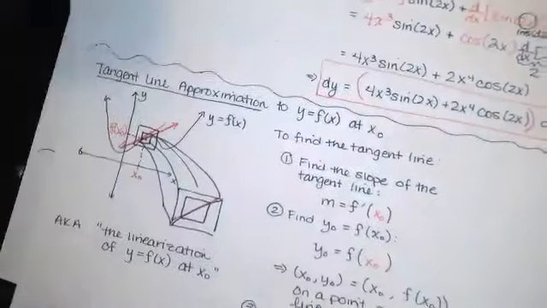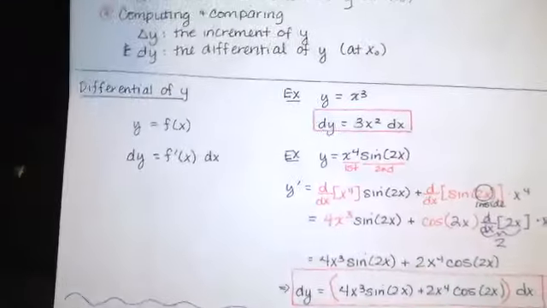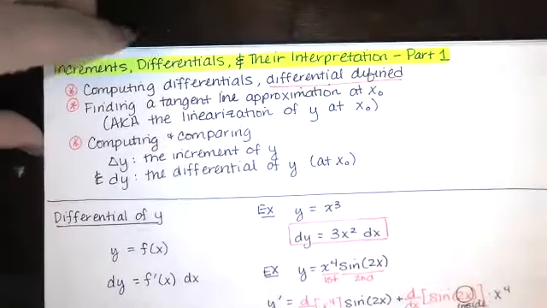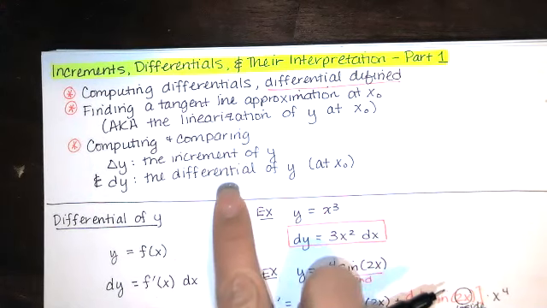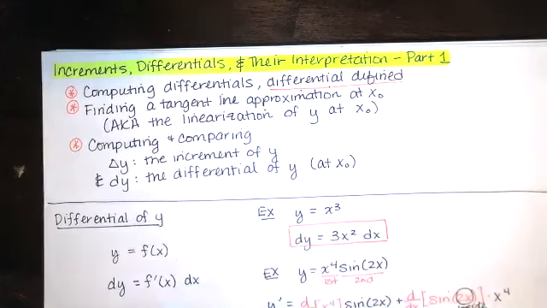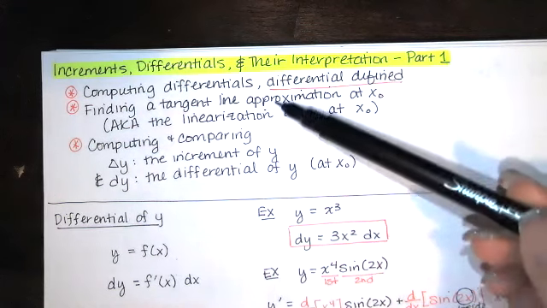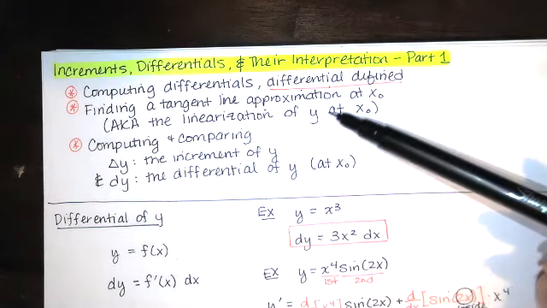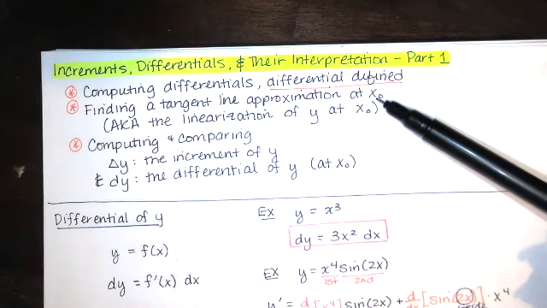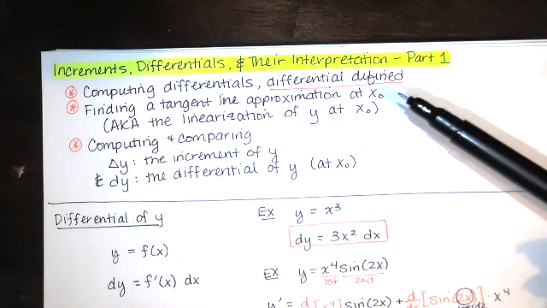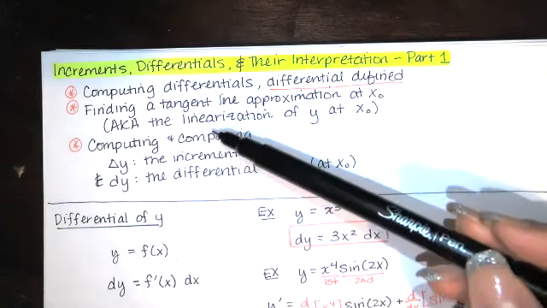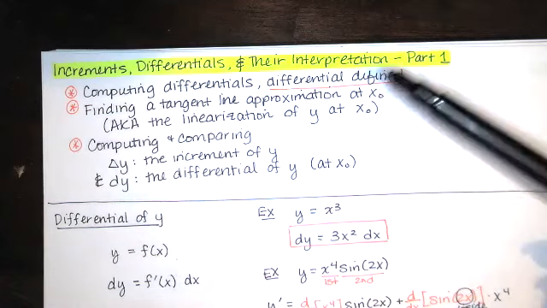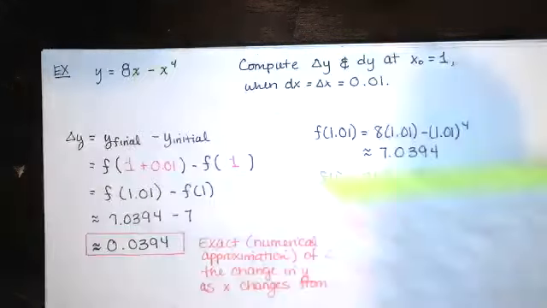Okay, so that is our first part of the lesson on increments and differentials. Increment is the exact change in y. The differential of y evaluated at a point is the expected change in y using the tangent line as an approximation. We talked about the tangent line approximation to the function at x equals x naught. It's just the tangent line. It's nothing new. You've been doing this. We just call it something different, the linearization.